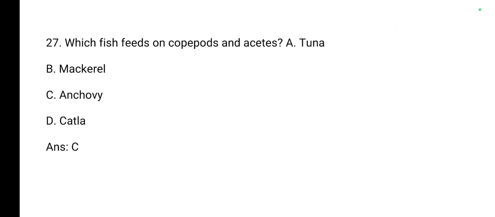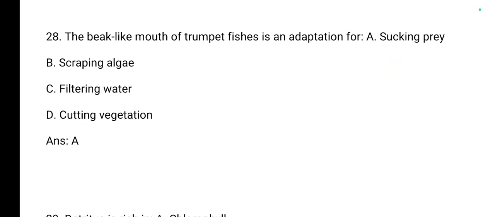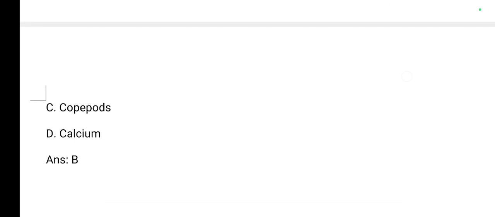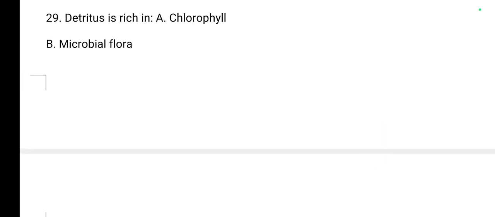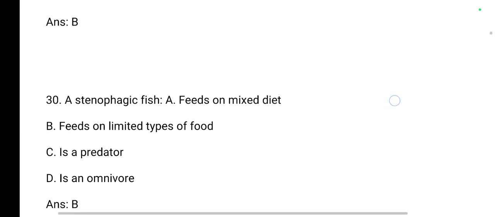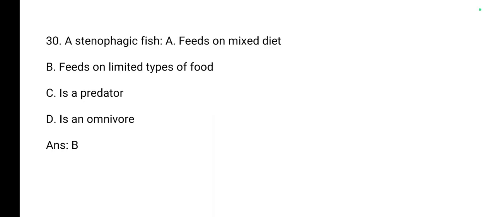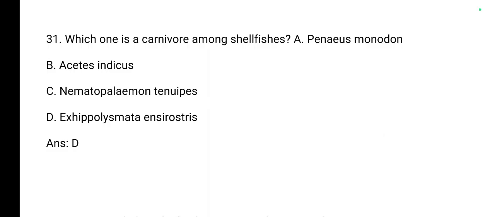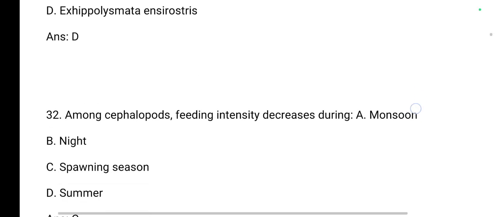Which fish feeds on copepods and ascidians? So it is anchovy. The beak-like mouth of trumpet fish is an adaptation for, so it is an adaptation for sucking prey. Detritus is rich in, so it is rich in microbial flora. A stenophagic fish is one that feeds on a limited type of food. Which one is a carnivore among shellfishes? So it is Hippolysmata ensirostris.